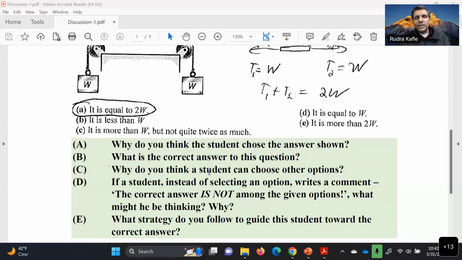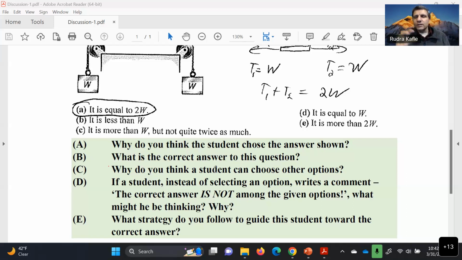And why do you think a student can choose other options? This question is thrown out to make them think. For example, why does a student think it is more than 2W, less than W? It is more than W, but not quite twice as much. We saw these different options chosen by a number of students in the exam. So why do they think that way?